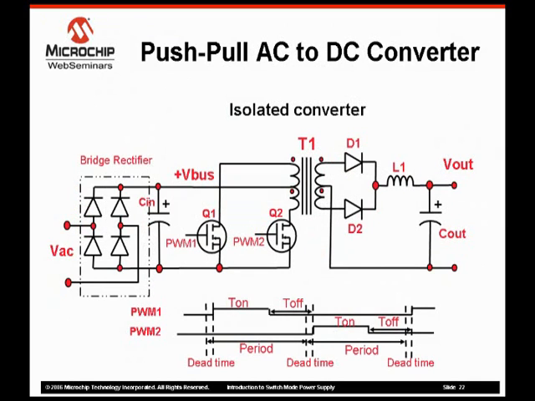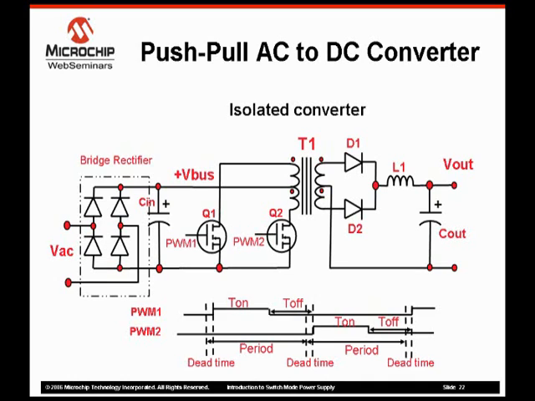Push-pull AC to DC converters. The push-pull converter uses two transistors that operate in an alternating fashion. One transistor turns on, then off, in one PWM cycle, and then the other transistor turns on and off in the next PWM cycle. The flux is generally reset when the other transistor is turned on, so duty cycles from 0 to 1 are possible.